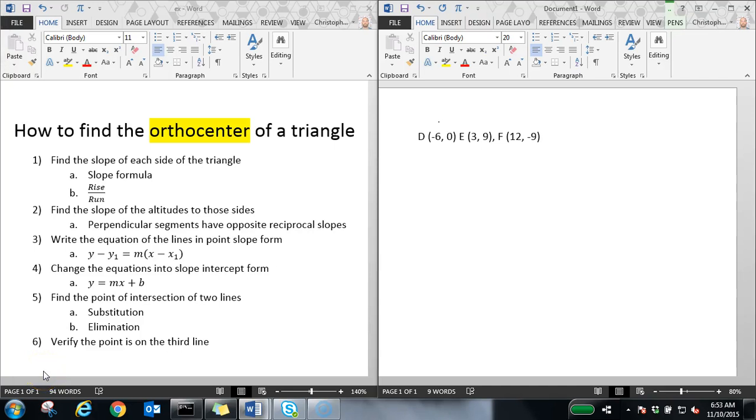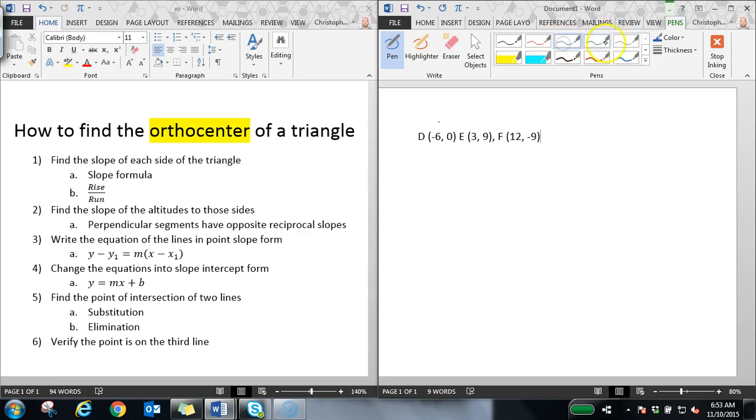So if we want to find the orthocenter of a triangle, we have to do a bunch of different steps. We have to find the altitudes, graph them, and find where they intersect, and that's our orthocenter. So the first thing I suggest, if we have 3 points, is that we draw our triangle. It doesn't matter what it looks like, we just need a triangle. And then we have to find the slopes of these lines.